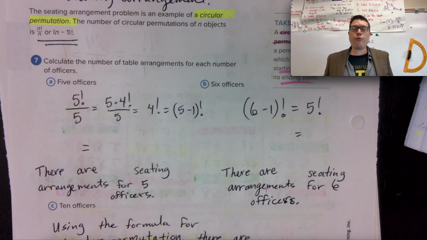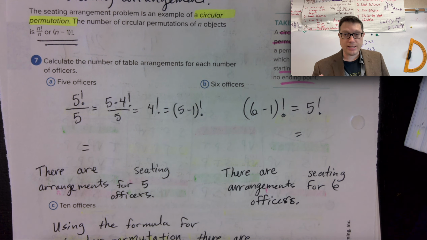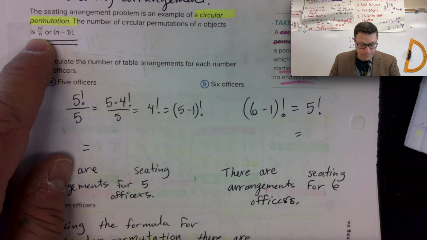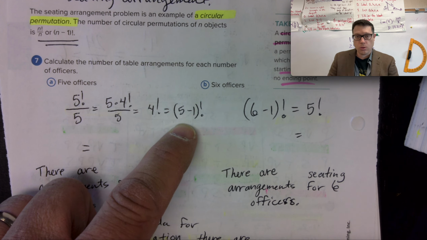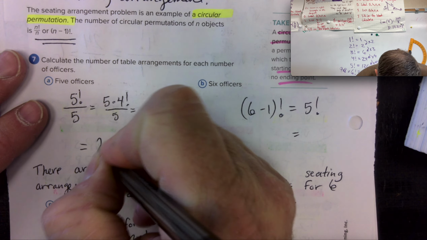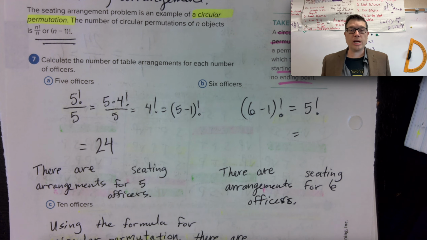If we use our formula, calculate the number of table arrangements for each number of officers. I'm going to do the first one. You should do the rest, and then just pause and skip to the end of the video to see if we line up. If there are 5 officers, then the formula says 5 factorial divided by 5, which is the same as 5 minus 1 factorial: 24. Why don't you do part B and part C? Skip to the end, see if we got lined up answers.